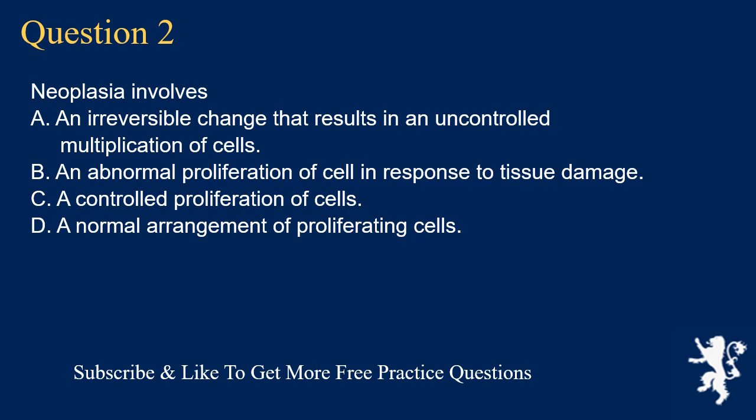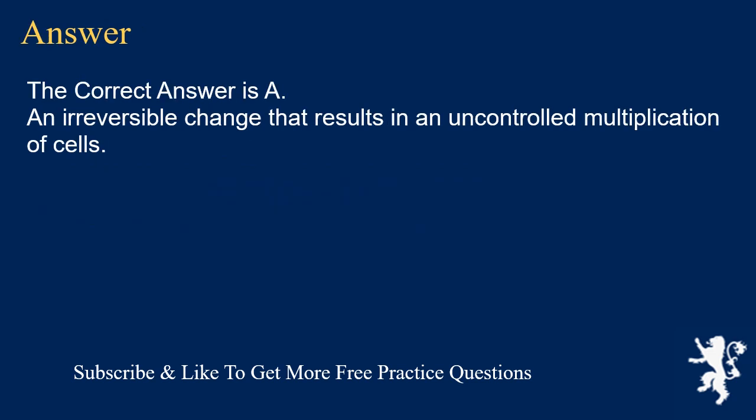Question 2. Neoplasia involves A. An irreversible change that results in an uncontrolled multiplication of cells. B. An abnormal proliferation of cells in response to tissue damage. C. A controlled proliferation of cells. D. A normal arrangement of proliferating cells. The correct answer is A. An irreversible change that results in an uncontrolled multiplication of cells.